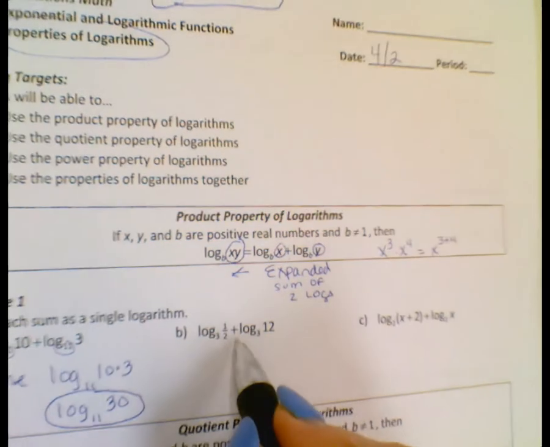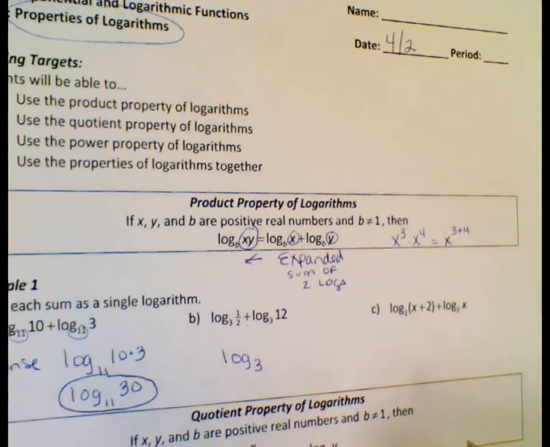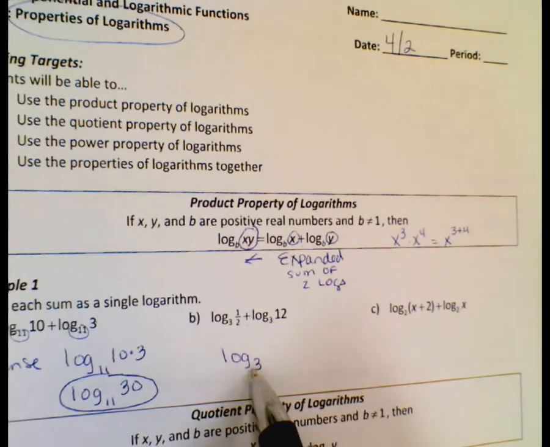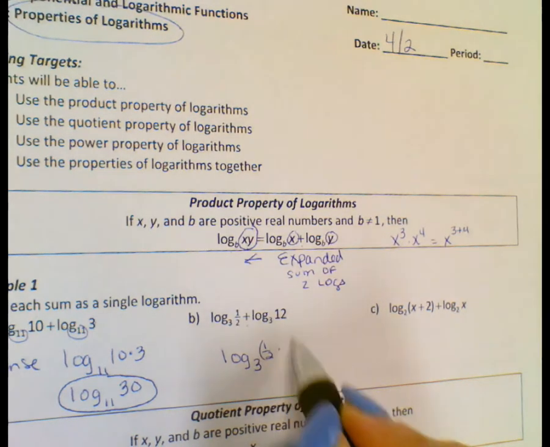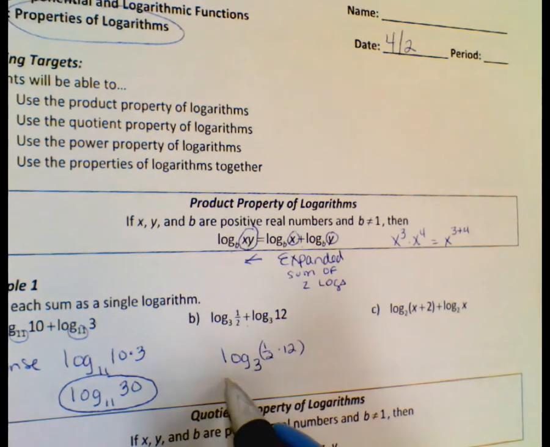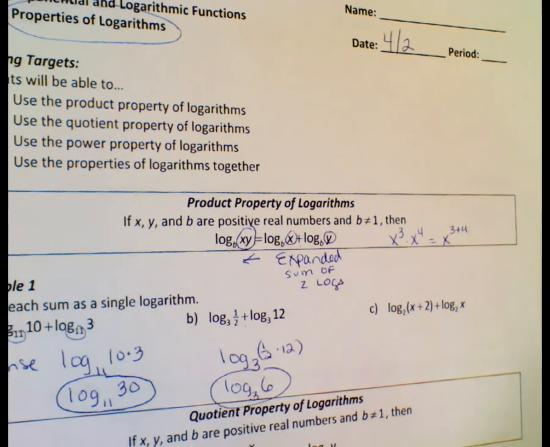On this one, again, we have a plus sign. We're condensing into one logarithm, log base 3. We have two, we can make it one. You're going to take this 1/2 factor and this 12 factor, and we're going to multiply them. So it's log base 3 of 6, because half of 12 is 6, and this is your answer.